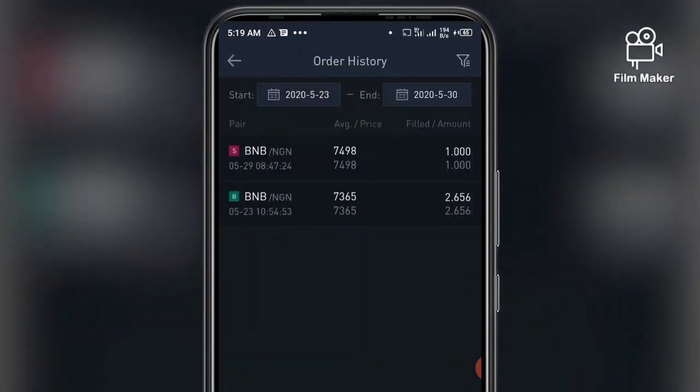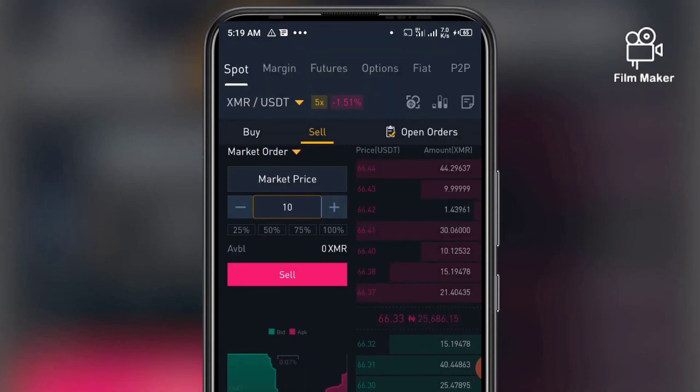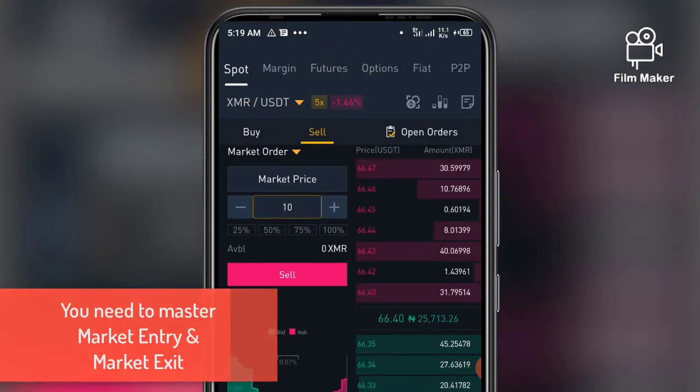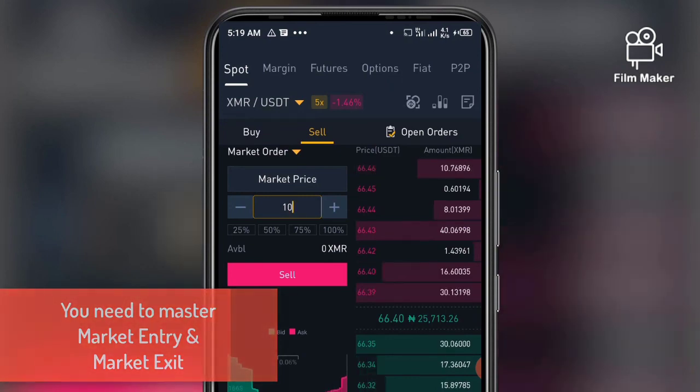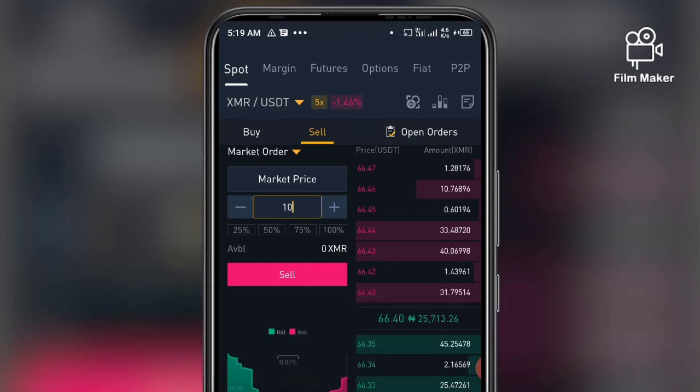So with all this, you'll be able to maneuver across the Binance app easily and like a professional. So all that is left for you is to know when you want to enter and when you want to leave the market.